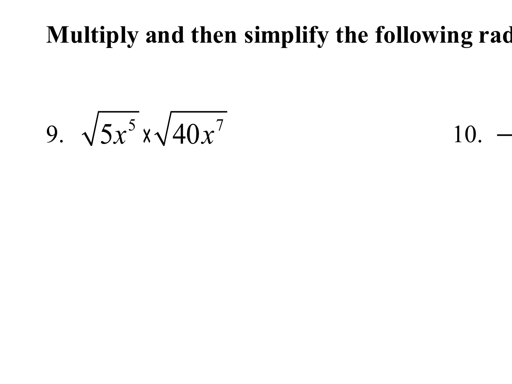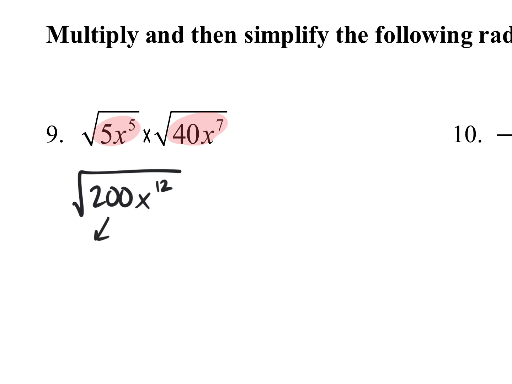Okay, when you're multiplying, make sure you multiply underneath the radicals together and the numbers outside the radicals together before you start simplifying. So I'm going to multiply 5x to the 5th times 40x to the 7th. And then I would get the square root of 200x to the 12th power.